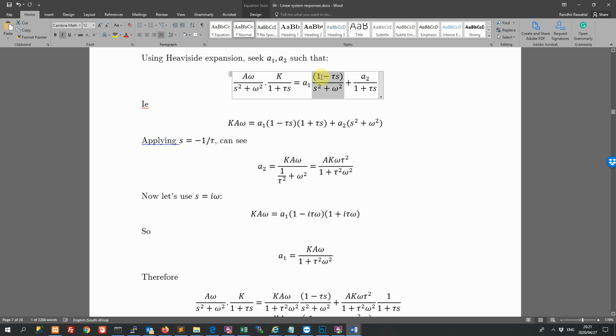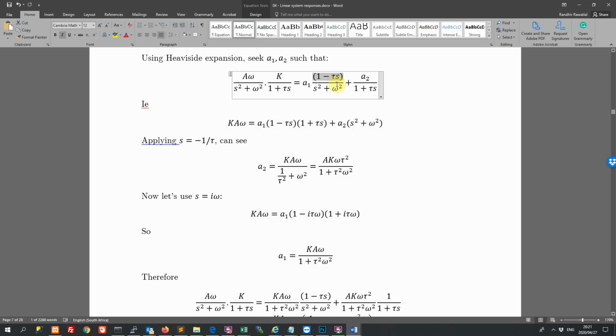And so that's why we chose this form. There didn't seem to be a reason for us to multiply by this 1 minus tau s here. That wasn't anywhere in the original expression. But we do it this way because we want two things to happen. We want this to get zeroed out, and we want this to stay real. So that's how we do that.